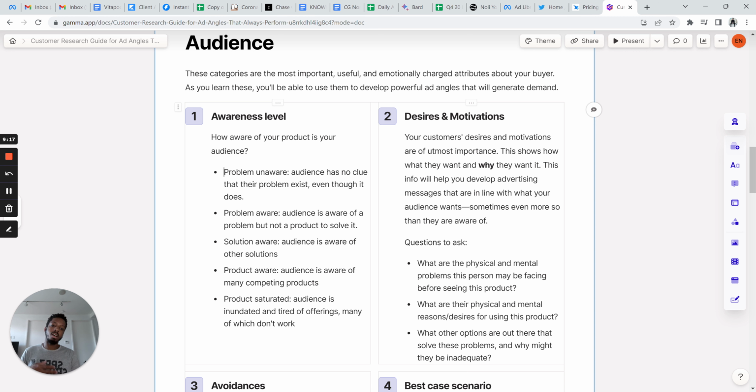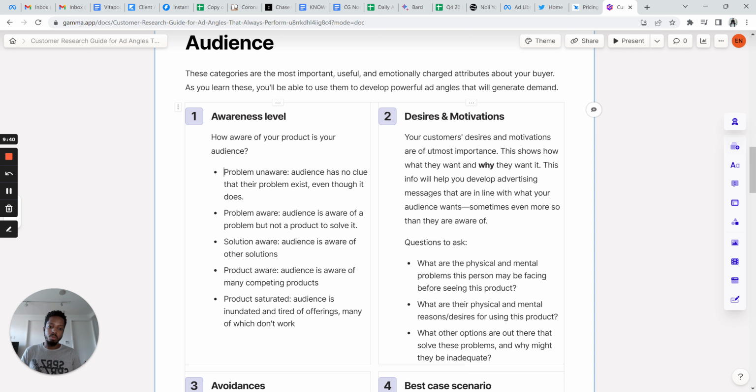Questions to ask here are, what are the physical and mental problems that they're going to be facing before seeing this product, right? What issues are they having now, right? What mental reasons or desires do they have for using this product, right? Is it to improve their self-esteem? Is it to feel better about themselves? Is it to feel less mental tiredness because they want to end procrastination?